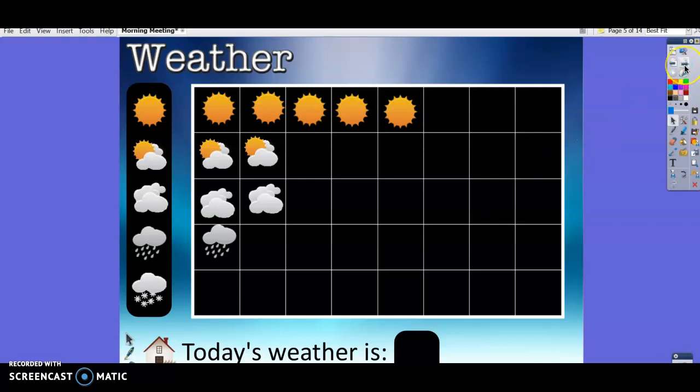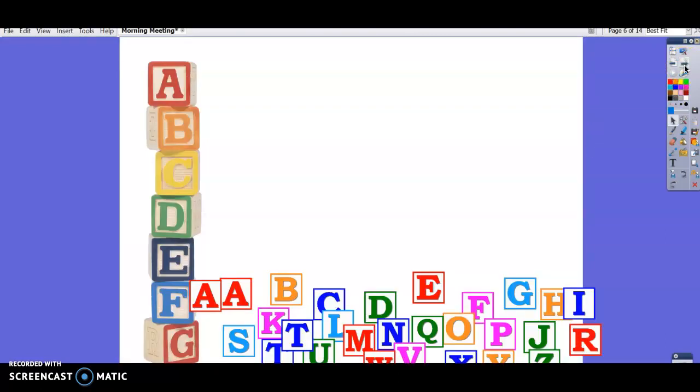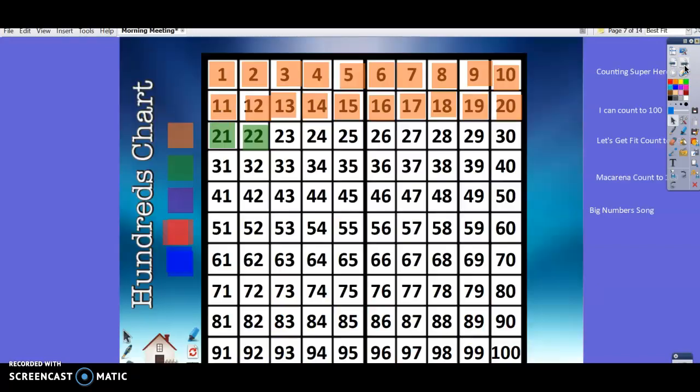All right, we'll go to our next one. And on our next one, we usually do our alphabet chart, but we don't have our alphabet chart, so we'll skip that for today, and we'll go to our hundreds chart. And when we're on our hundreds chart, we have to take another green square, and we're going to cover the number 123, because that's how many days we had been in kindergarten, 123 of them.